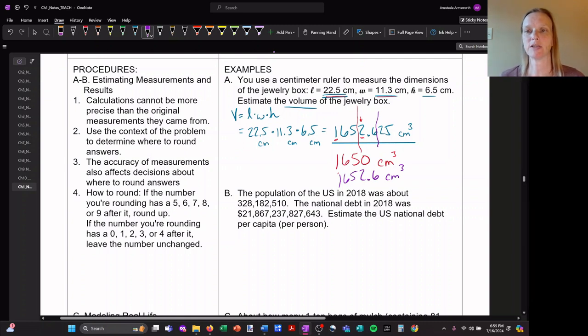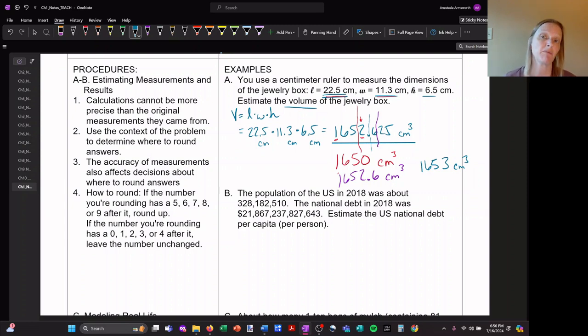So anything in this range. Another possibility would be rounding off here and saying 1,653 cubic centimeters. So any of those three are reasonable according to the rules outlined in this chapter of your textbook. But I definitely would not want to see 3 decimal places in your final answer.